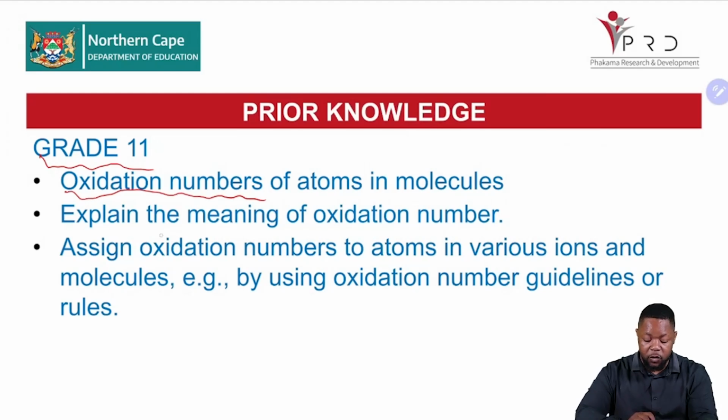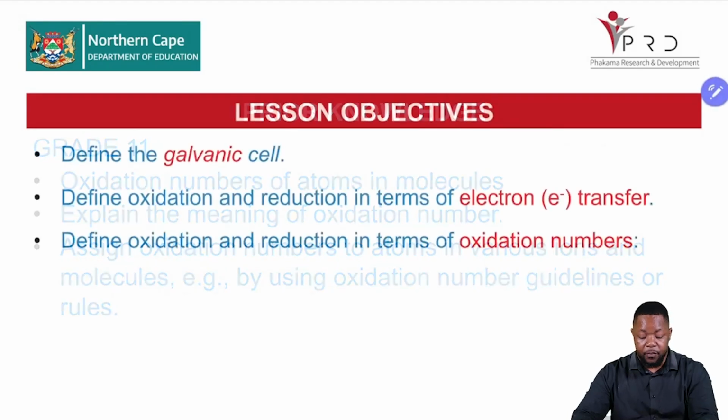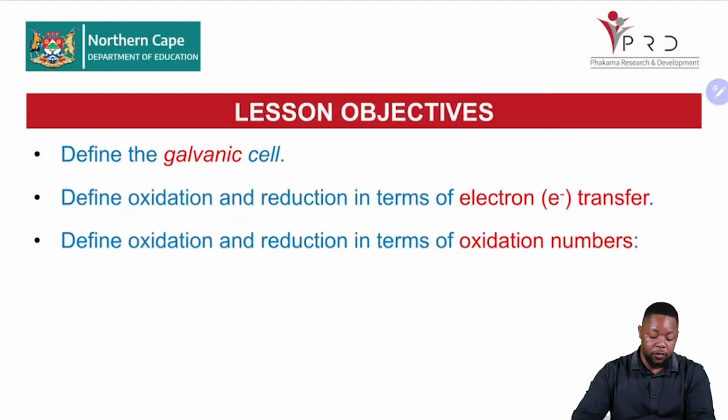We need to be able to explain the meaning of the oxidation number as studied in grade 11, and also assign oxidation numbers to atoms in various ions and molecules by using the oxidation number guidelines or rules as studied in grade 11. The prior knowledge continues, and we are going to look at the lesson objectives for today's lesson.